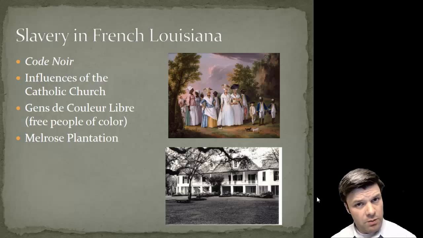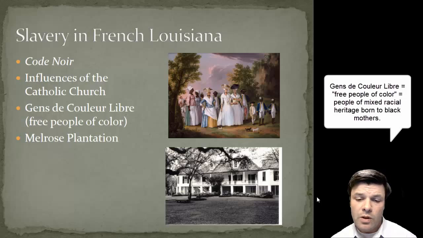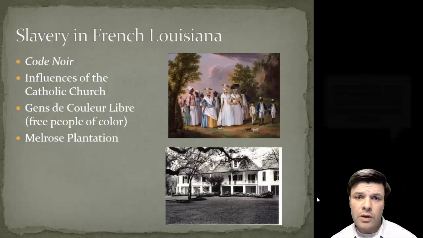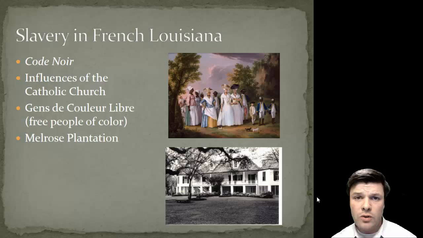Now, another very unique element of French North American slavery would be a group that the French would refer to as the gens de couleur libres. And again, if you speak French, that translates into free people of color. The case of Frederick Douglass is a useful example here. It was long rumored that his father was not only white, but the owner of the plantation in Maryland. And he was a slave because his mother was African American.